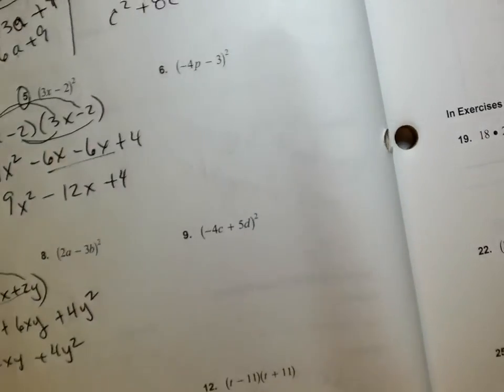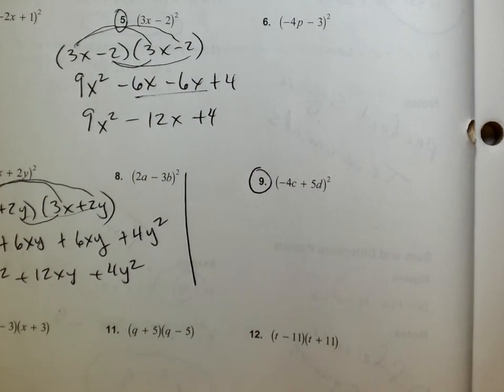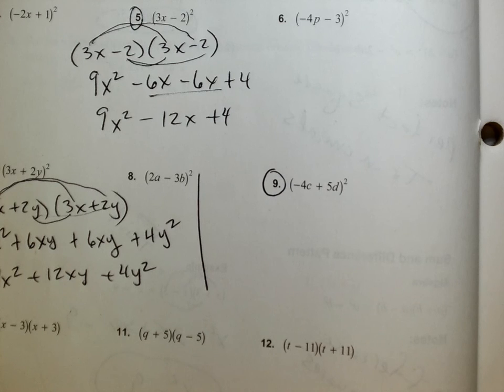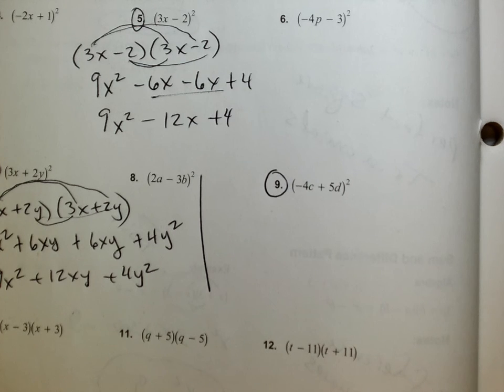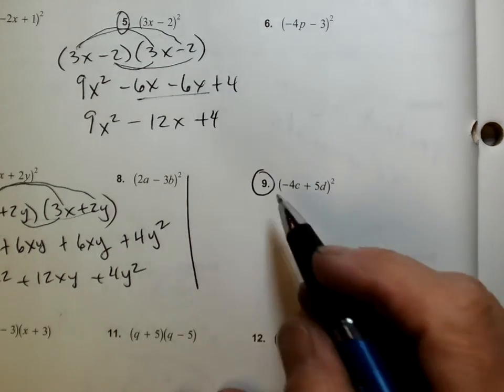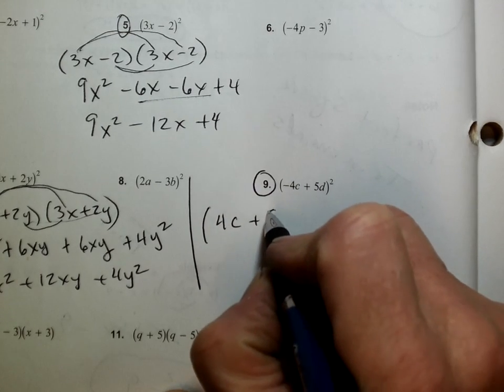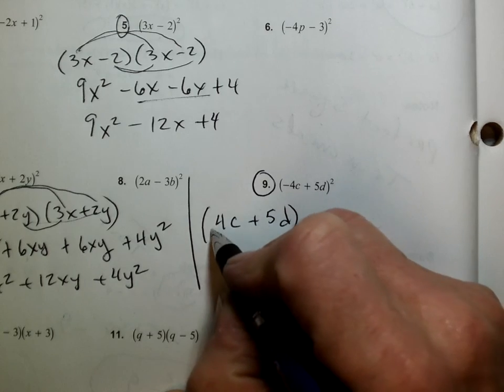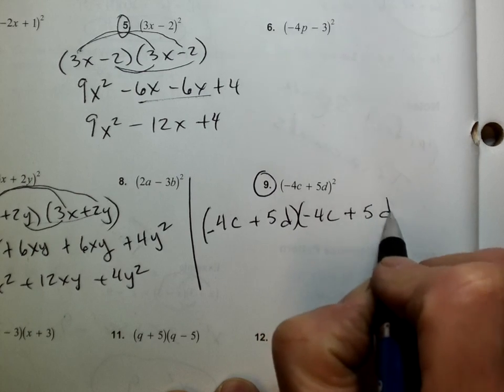Okay, so number 9. Let's do number 9 together. I want you guys to do number 9. You've got to be careful with number 9. I want everybody to give number 9 a try, okay? Now, be careful. A negative times a negative is a positive, right? Agree with that? So we've got to be careful of our double negatives. Negative 4c plus 5d. Oh, negative, my bad. But I fixed it. Negative 4c plus 5d, okay?